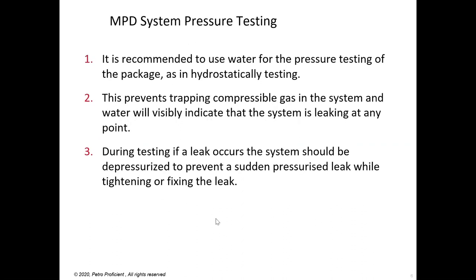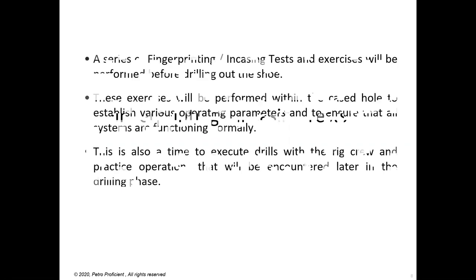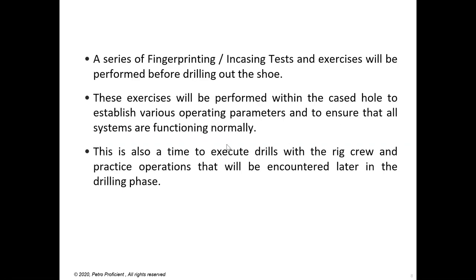Now, once you complete your pressure testing and you have fully rigged up all the equipment, you need to do fingerprinting or casing test. How is that done? Fingerprinting is done basically when you are at the shoe, before you drill out the shoe. So when you're still inside the casing, these exercises are performed to record various parameters and to ensure that all the systems are functioning normally. This is also a time to execute drills with the rig crew and practice operations that you'll encounter later in the drilling phase. So this is the time when you make the rig crew aware of the various operations.